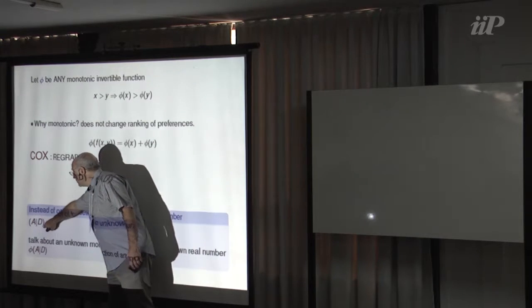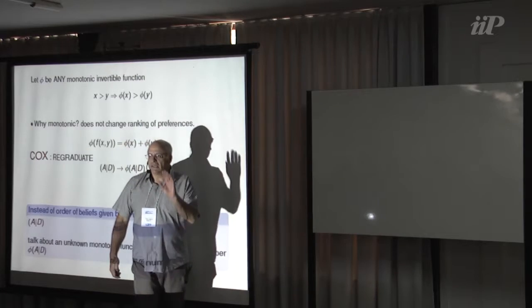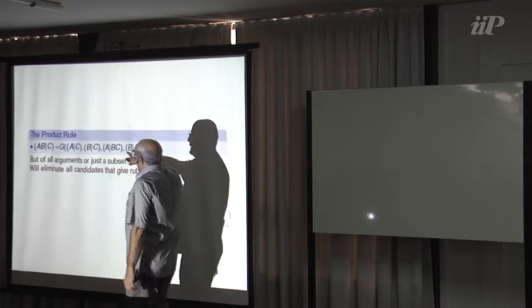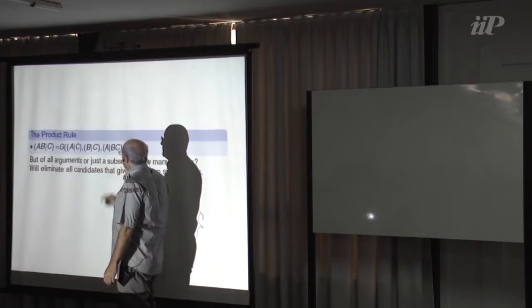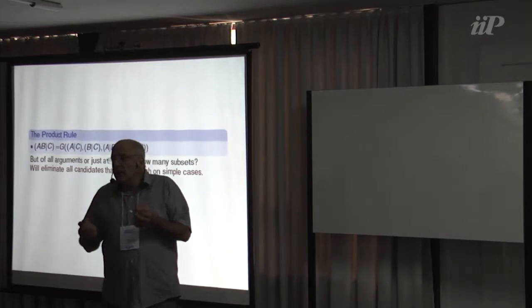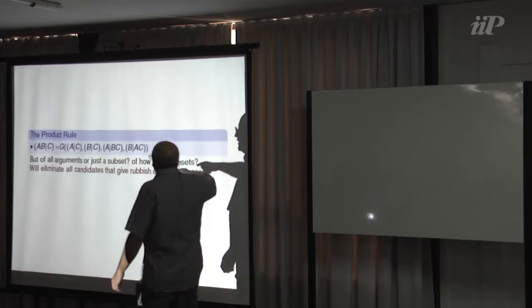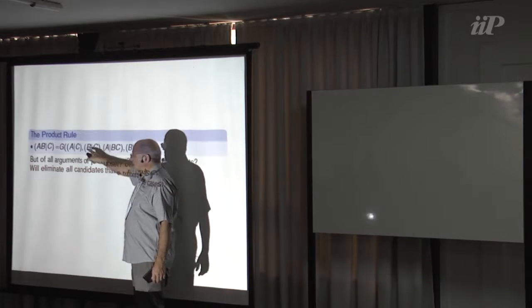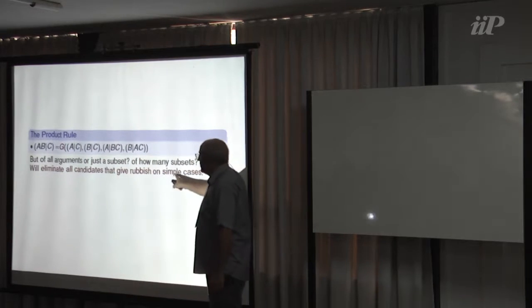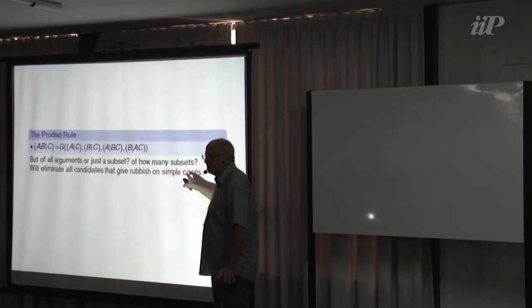So I'm not going to talk about that. I'm going to talk about this. This is my first regraduation. There's another regraduation still to come. I don't know if G depends on the 4. It might depend on less. I'm going to look at simple cases where common sense tells me that things cannot be such, in order to eliminate. So I'm going to look at candidates for G functions, and I'm going to eliminate all candidates that give rubbish on simple cases.